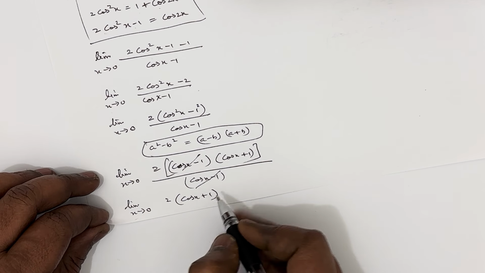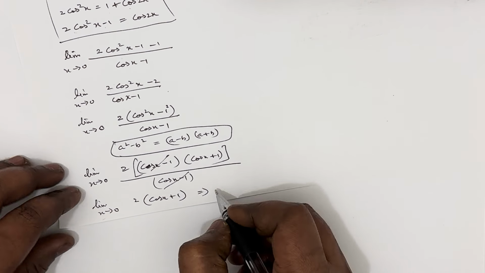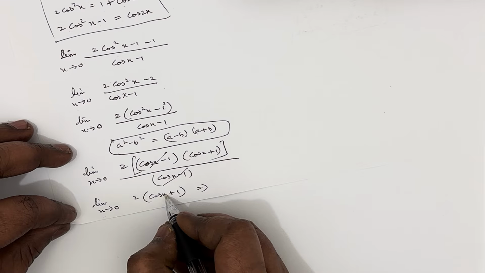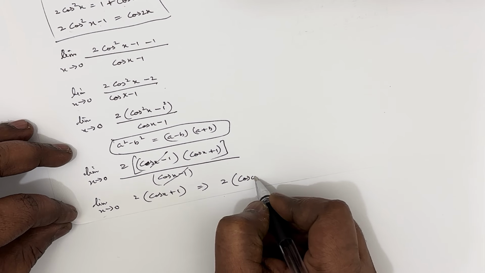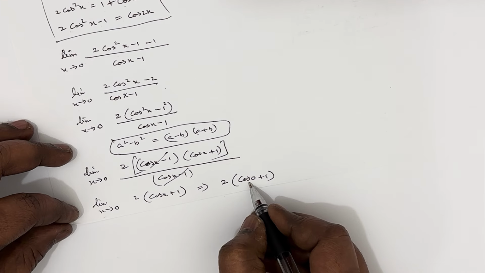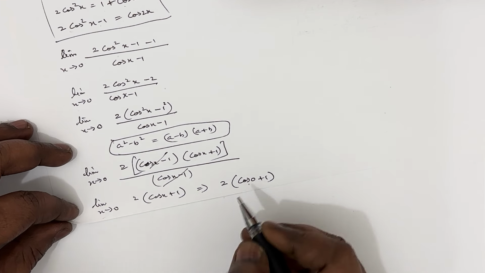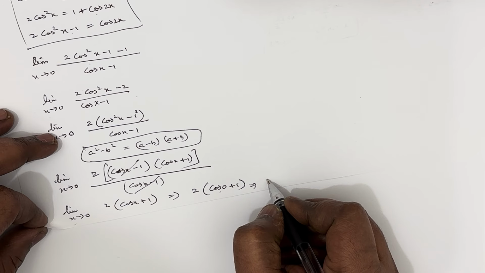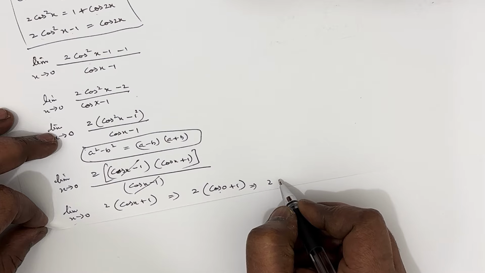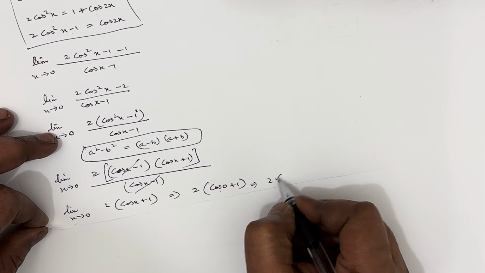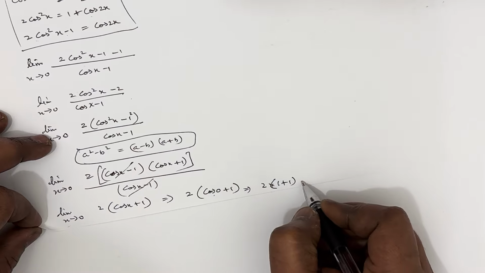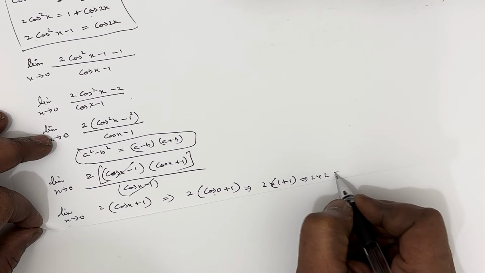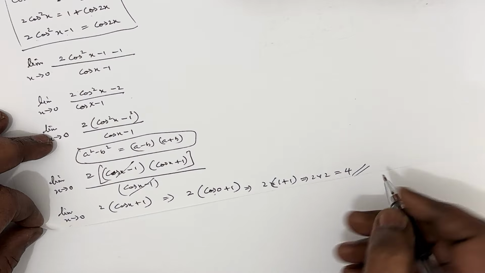Now applying the limit, when you apply limit in this, you get 2 multiplied by cos 0 plus 1. Now you know cos 0 degree is 1, so you get 2 multiplied by, in brackets, 1 plus 1. 1 plus 1 is 2, so you get 2 multiplied by 2, which is equal to 4. So this is the answer.